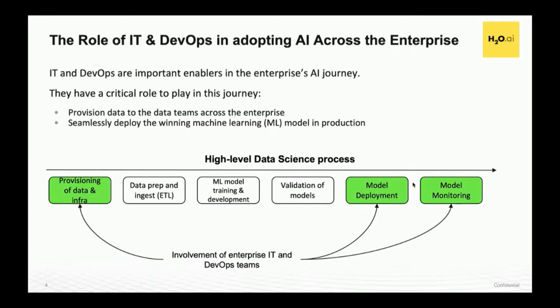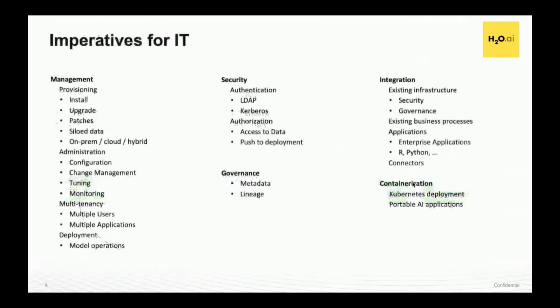All right, so these are some of the things that we know the IT team is up against, right? As an IT leader, you have to manage the infrastructure, which includes provisioning your infrastructure, administering it, enabling multi-tenancy, and enabling deployments. There's a lot of security, data security, that goes into managing this infrastructure. There is very sophisticated governance that needs to be handled, especially in regulated industries and so on.